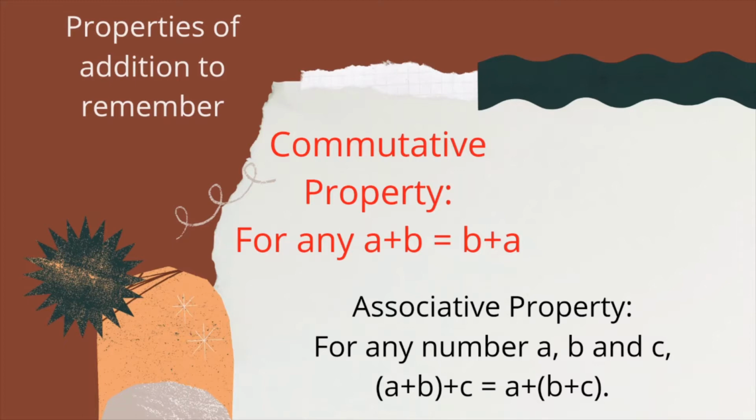First is the commutative property for addition, which says that for any numbers a and b, a plus b is equal to b plus a. The other property for adding polynomials is called the associative property for addition, which says that for any numbers a, b, and c, (a plus b) plus c is equal to a plus (b plus c).